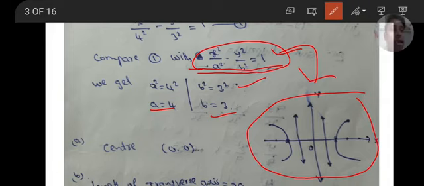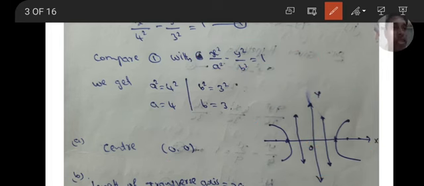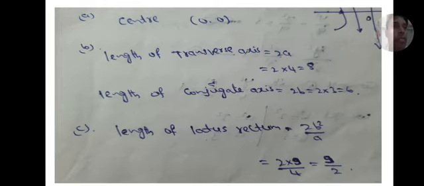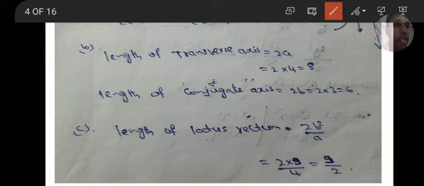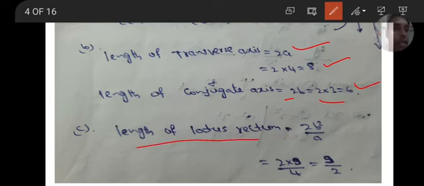We have to recall the formulas. So center is 0, 0. A value is 4, B value is 3, center is 0, 0. Next, length of transverse axis, that is along the x axis, is 2a, that is 2 into 4, 8. And length of conjugate axis 2b, that is 2 into 3 equal to 6. And length of latus rectum formula 2b square by a, b square means 3 square, 2 into 9 by 4, that is 9 by 2.